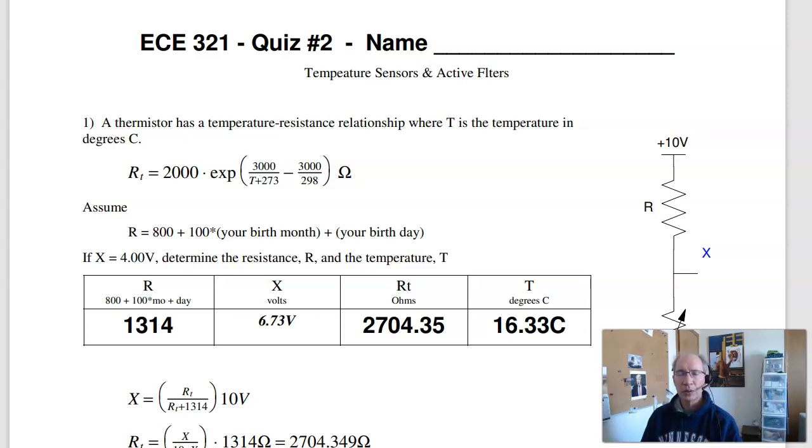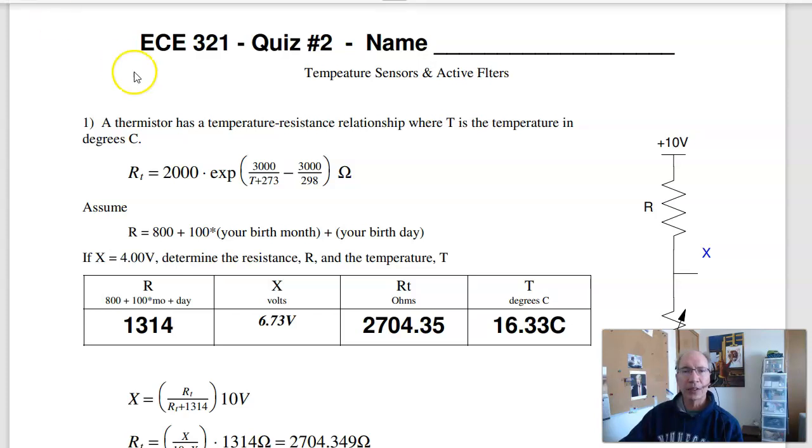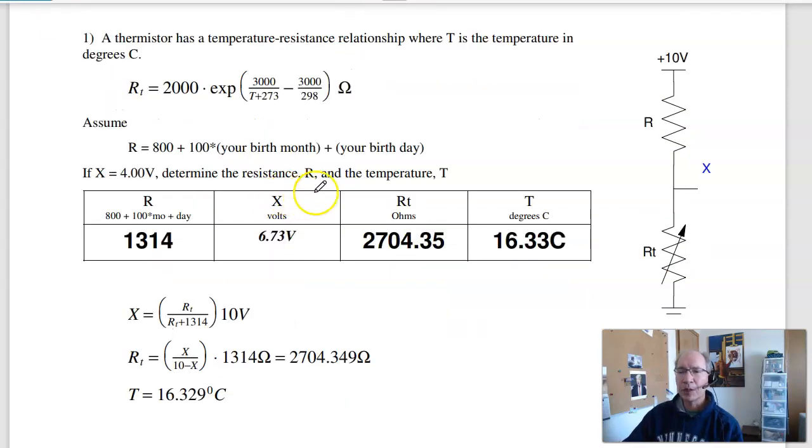Here are the solutions to quiz number 2 for ECE 321, Analog Electronics. The first problem is a thermistor problem. Assuming a thermistor where I read 6.73 volts, what is the resistance? What is the temperature?